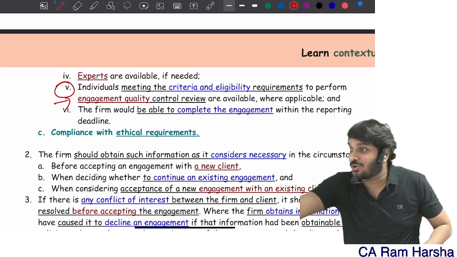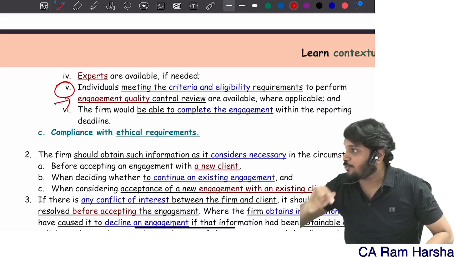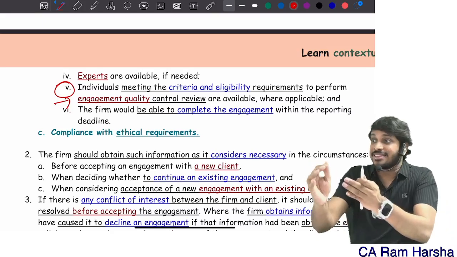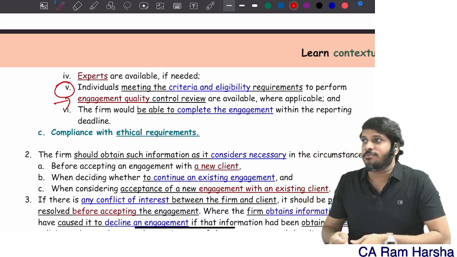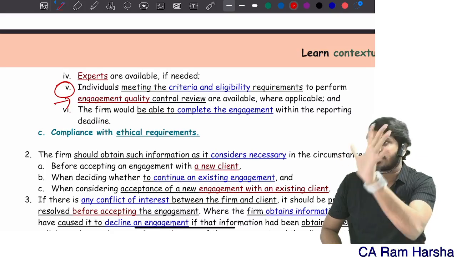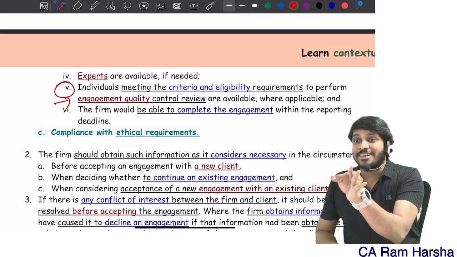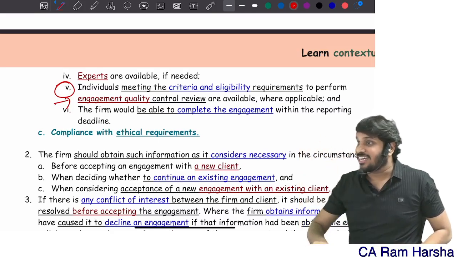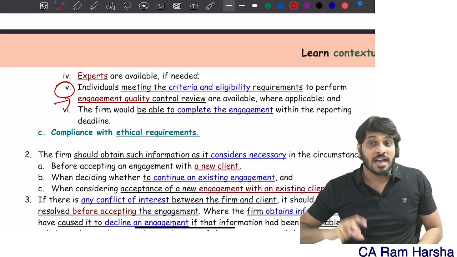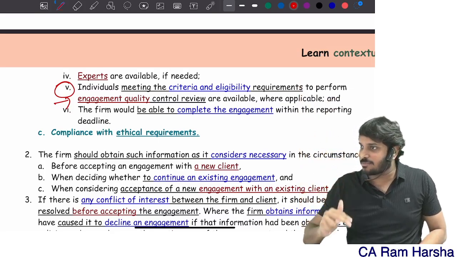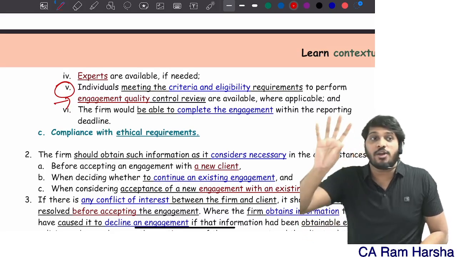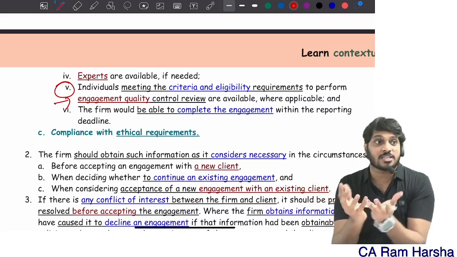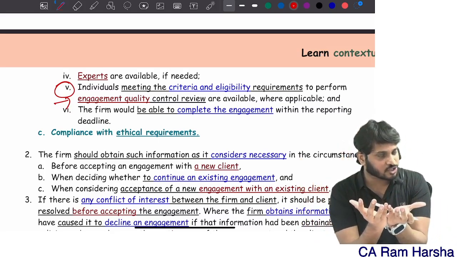So what is this called? Quality control review, we call this. So the person conducting this review, we call him the quality control reviewer. The quality control reviewer shall do an objective evaluation of compliance with ethical requirements, independence. He shall do an objective evaluation of significant matters and decisions that we have reached, significant conclusions that we have reached.